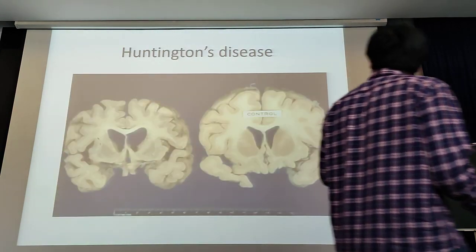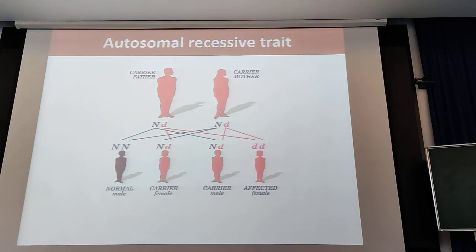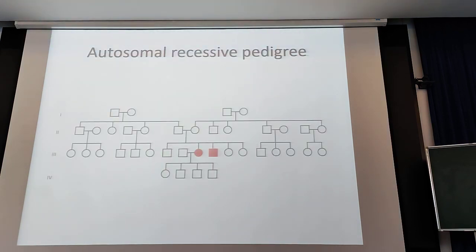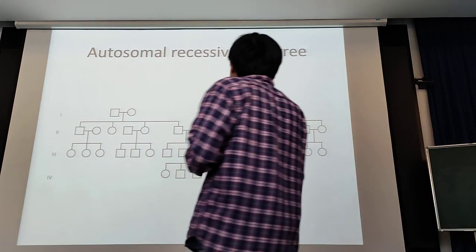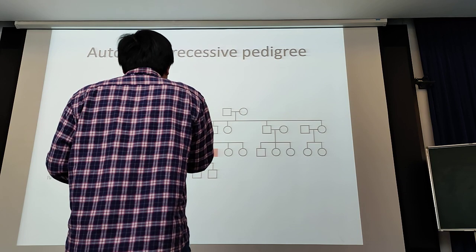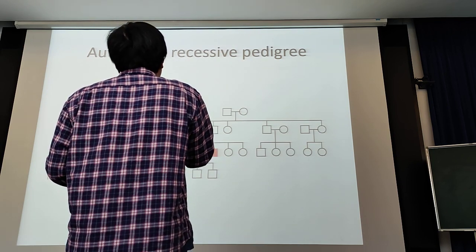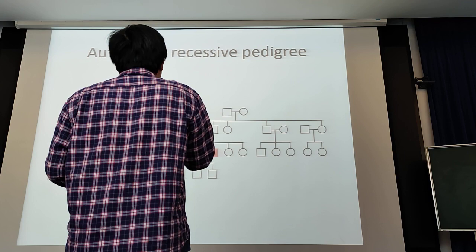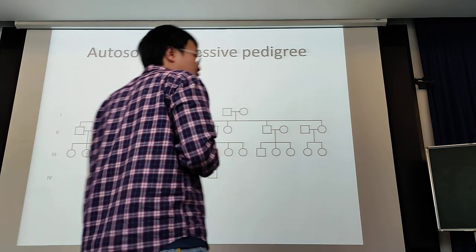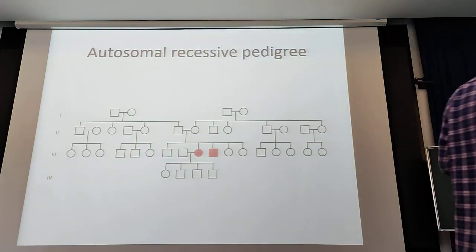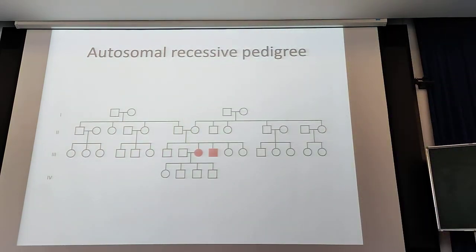About Huntington disease, you can read about it at home. For the autosomal recessive pedigree, we will not observe the affected in every generation, but we will see in several families, the family trio, that suddenly both parents do not have the disorder, but one of the offspring carries the disorder, and the ratio of having the disorder is the same between male and female.